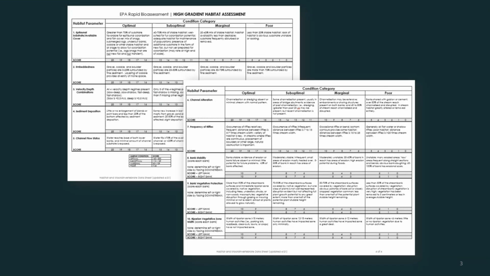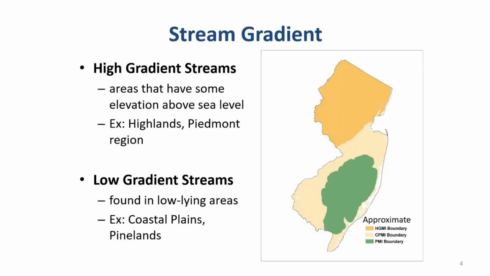So this is what the sheets look like all together, and then I'll go through each question closely. Again, to review, high gradient streams have some elevation above sea level, and this includes the highlands and the Piedmont region of the state. And the low gradient streams include the coastal plain region and the pinelands.